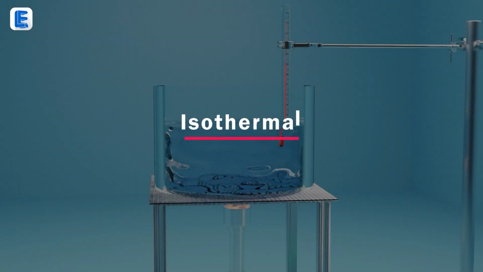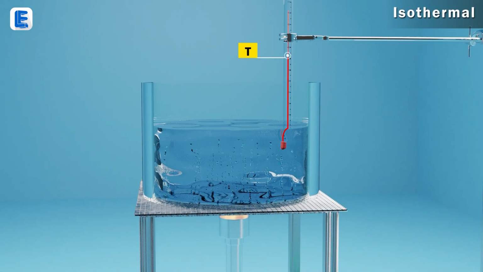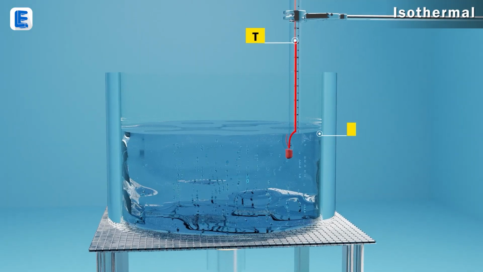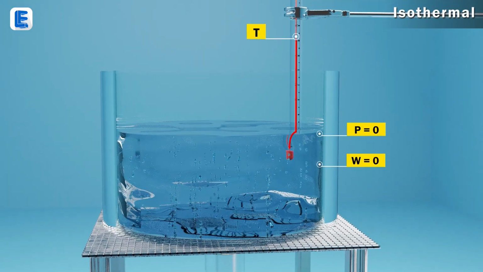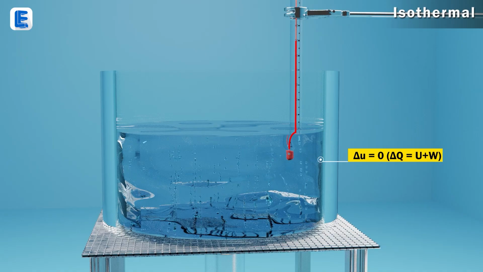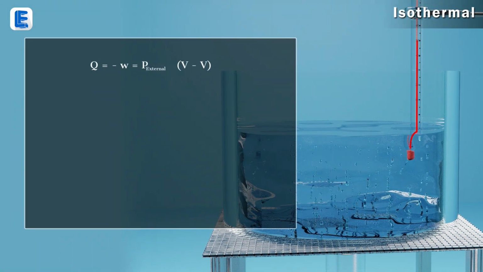In isothermal expansion process, T remains constant. That means temperature is constant. Since expansion is into vacuum, P is equal to 0, W is equal to 0. Experimentally, Joule proved that Q is equal to 0. That means delta U is equal to 0. Since delta U is equal to Q plus W, Q is equal to minus W is equal to P external into V2 minus V1.